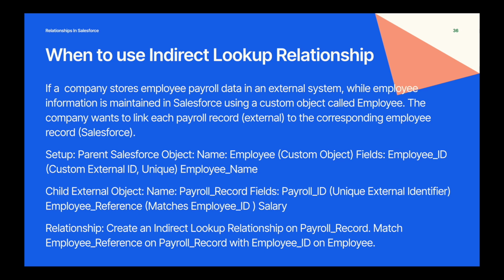Then the child external object will be Payroll Record, and there would be a field Payroll ID, which is a unique external identifier, and again there will be an Employee Reference field which would match with the Employee ID of our parent object, and then there will be a field of Salary. So we will create an indirect lookup relationship on Payroll Record and match the Employee Reference field on Payroll Record with the Employee ID on the Employee object, which is in Salesforce. So that's how we'll be able to create an indirect lookup relationship.